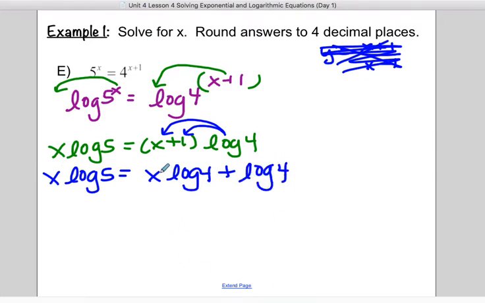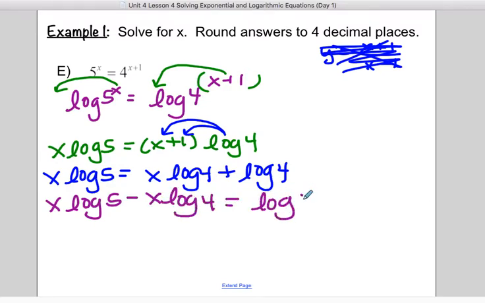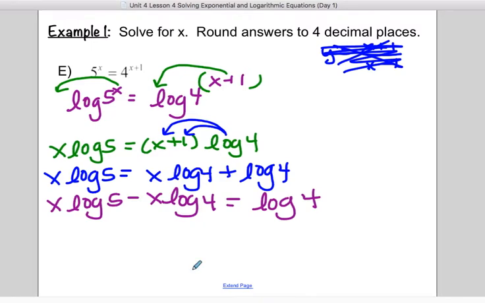Now, I see there's two x's, so I want to get all my x's to one side. Subtract, it's a positive, so minus x log of 4 to this left-hand side equals log of 4. I'm going to give you a second. I'm trying to solve for x. What was our little trick that we did to get those by themselves?